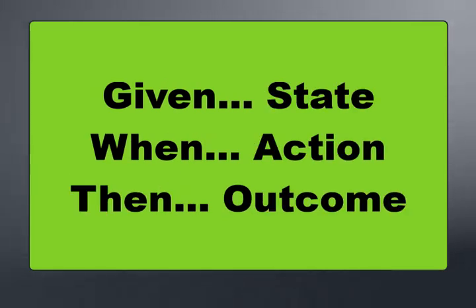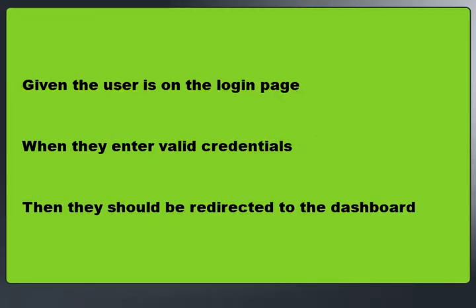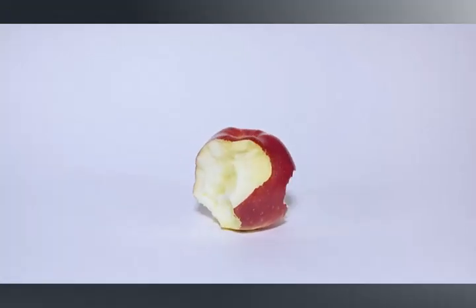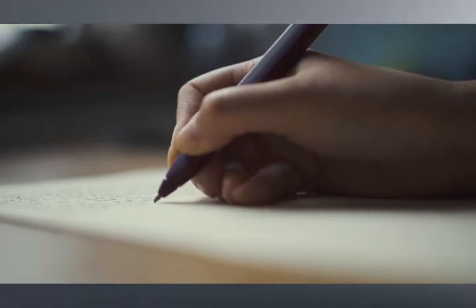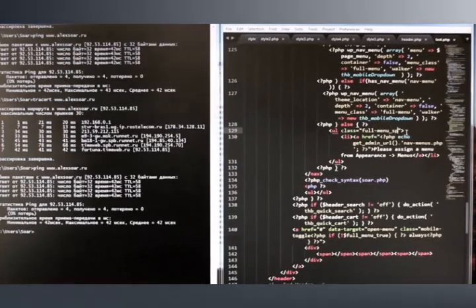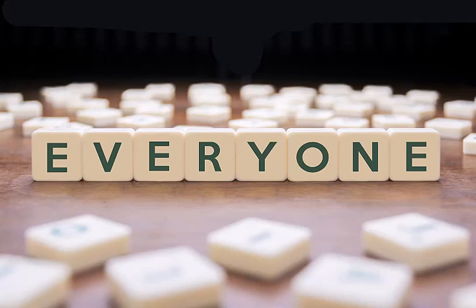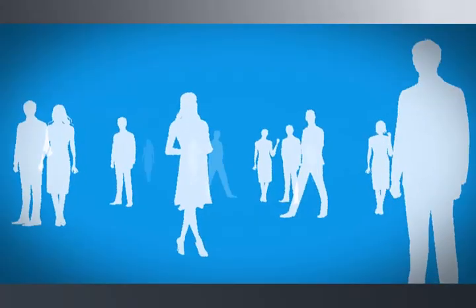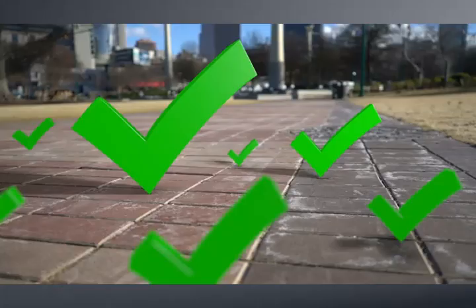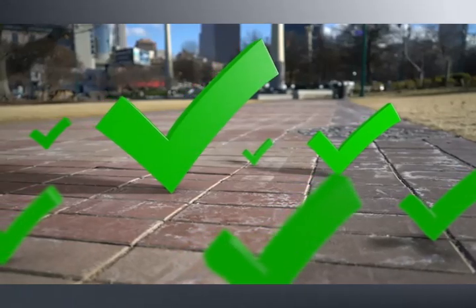The language uses a given-when-then structure to describe the initial state, the action being performed, and the expected outcome. For example, given the user is on the login page, when they enter valid credentials, then they should be redirected to the dashboard. This structure is intuitive and easy to follow. It's written in plain English, so there's no need for deep programming knowledge to create or understand these tests. Everyone, from project managers to developers, can contribute, making Gherkin a powerful tool for collaborative testing.